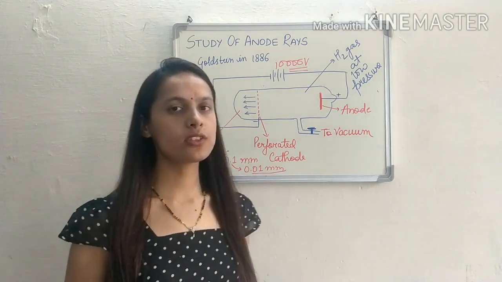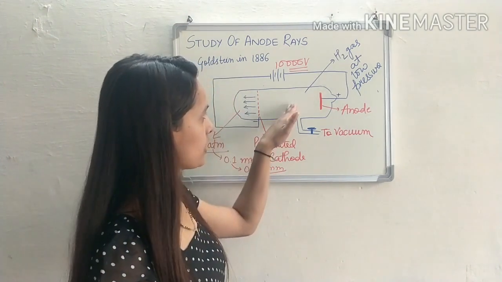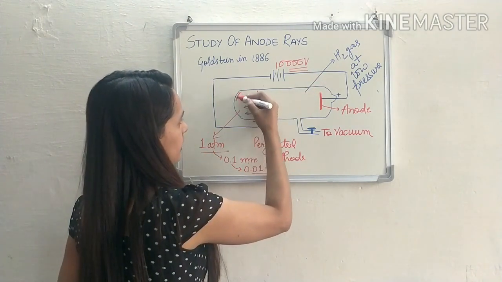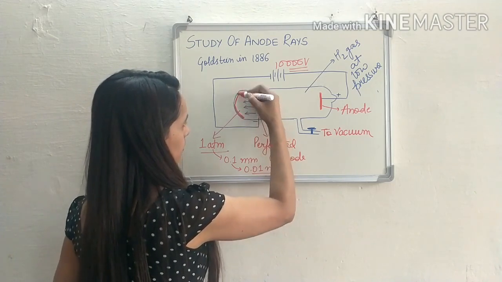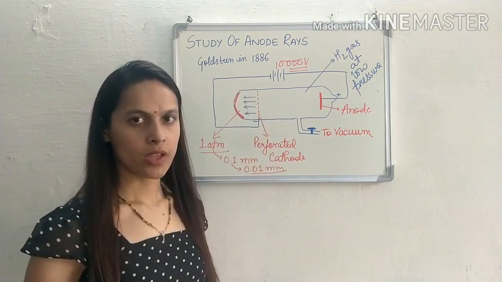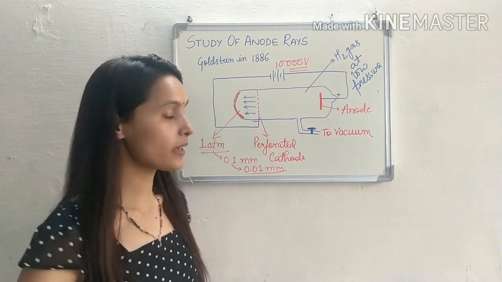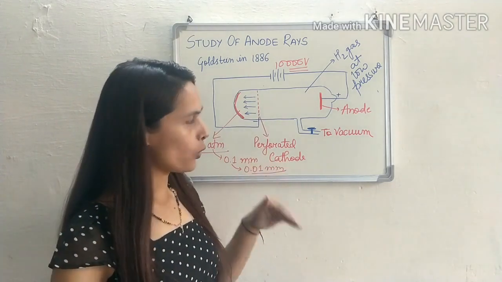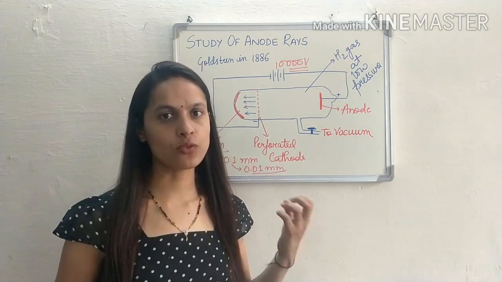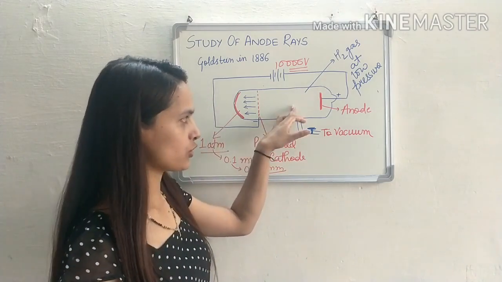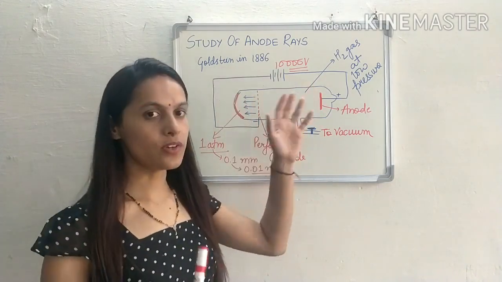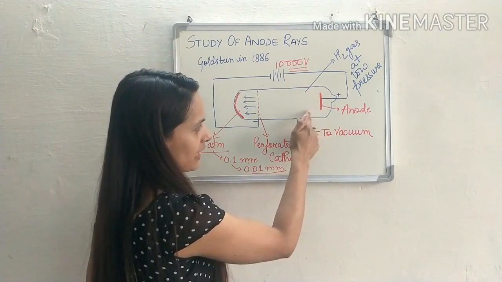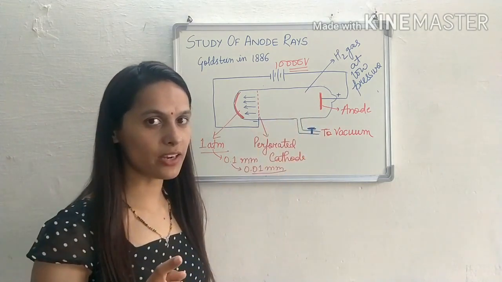So when he reduced the pressure, at low pressure and at very high voltage, what happened? A green fluorescence color appeared behind the wall of this cathode, that perforated cathode. It means when at very low pressure and very high voltage electricity is supplied in this discharge tube, Goldstein observed that some lights, some rays are coming from the side of the anode.